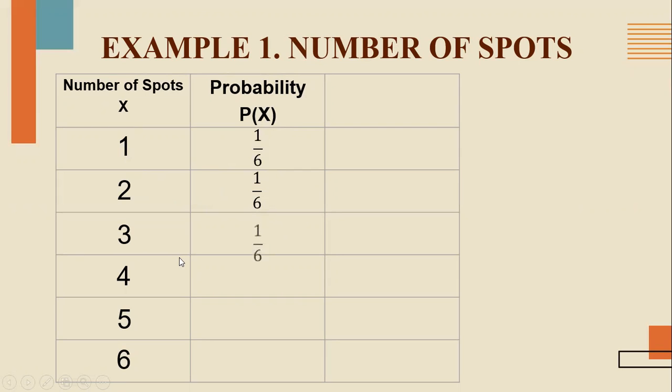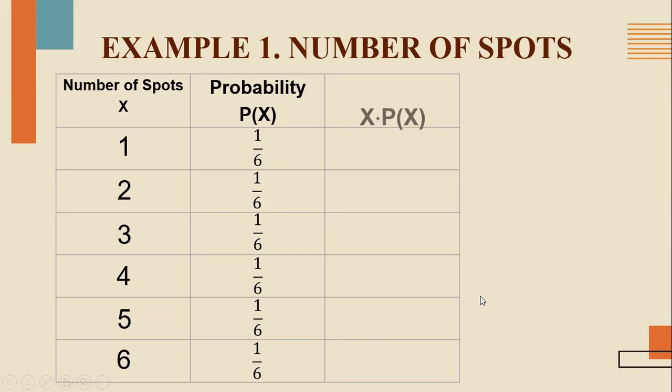And for 3, again, 1 out of 6. 4 is 1 out of 6. 5, 1 out of 6. And 6 is 1 out of 6. So remember, when we add all the probability, it should be equal to 1.